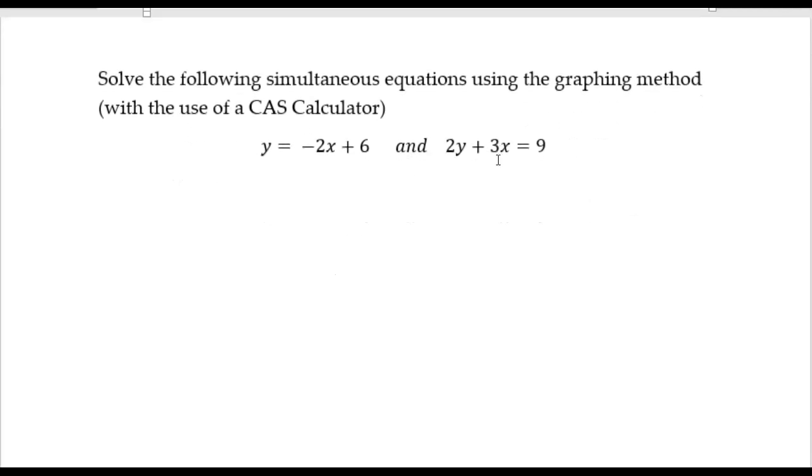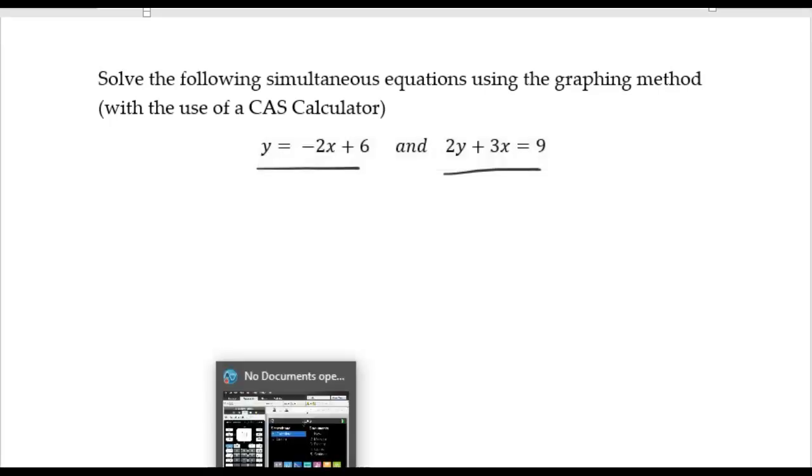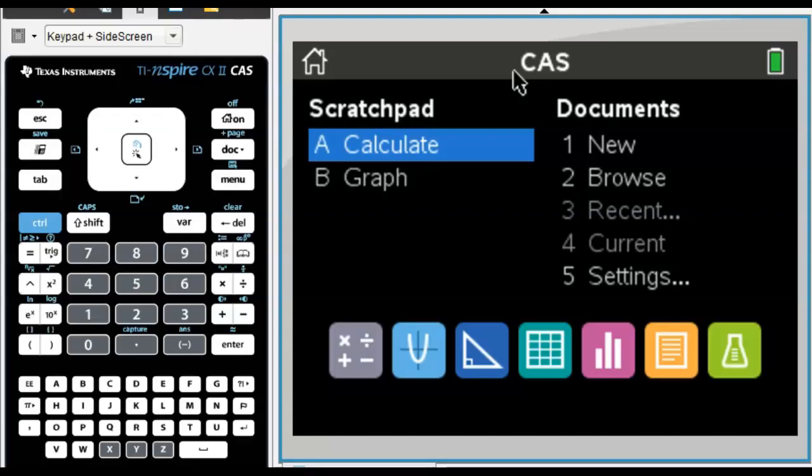Right, the final part of this lesson is basically to sketch the simultaneous equations using our CAS calculator and then find a solution graphically. So what I want you to do now is first copy down the two equations, y equals minus 2x plus 6 and 2y plus 3x is equal to 9, onto your books, and then I want you to go to your CAS calculators.